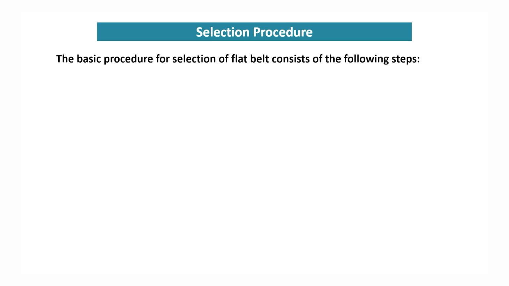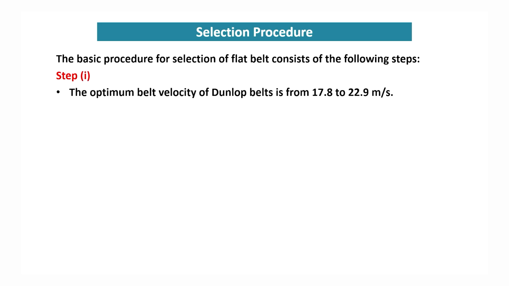Now the selection procedure is, the basic procedure for selection of flat belt consists of the following steps. Step 1 is the optimum belt velocity of Dunlop belts. There are number of manufacturers of the belt, and in this problem the Dunlop's belt is taken for the selection, and so the optimum belt velocity of Dunlop belts is from 17.8 meter per second to 22.9 meter per second, and this optimum velocity is equal to under root of the P maximum divided by 3m.